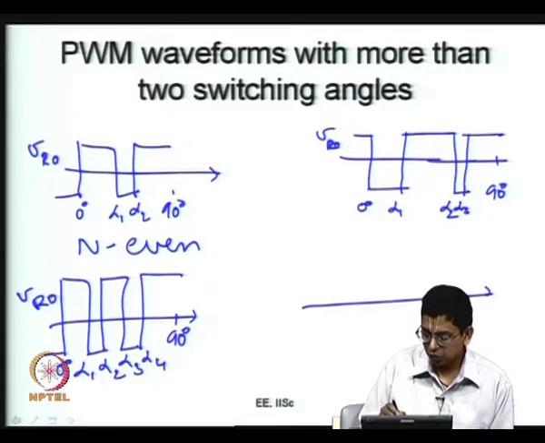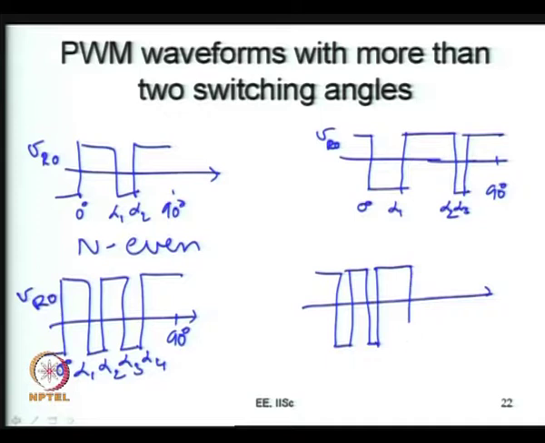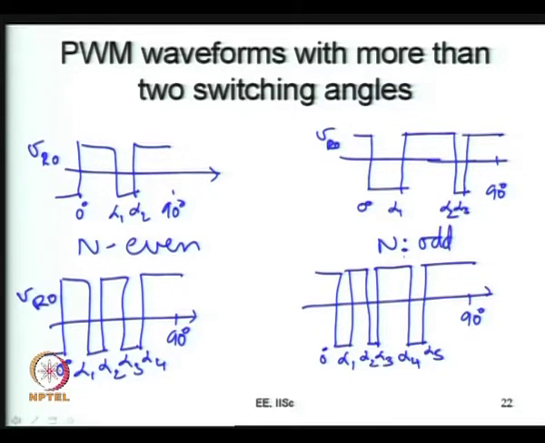And in general for the other side you will switch it the other way, alpha 1, alpha 2, alpha 3, alpha 4, alpha 5, 90 degrees. So, for n odd, you are using this kind of waveform, and you can use it for any value of n. So, these are more and more switching angles.